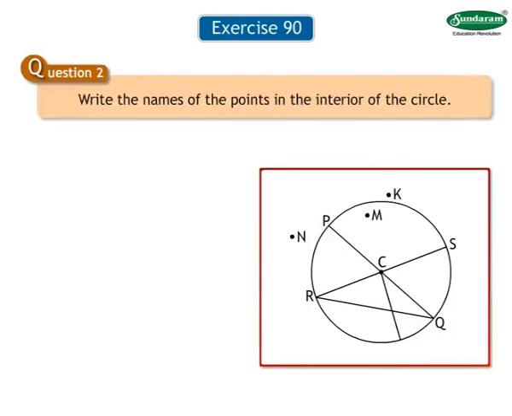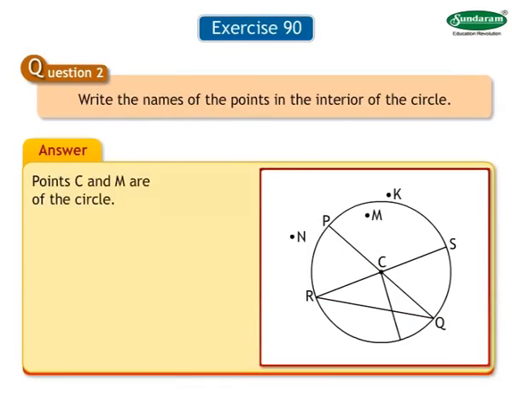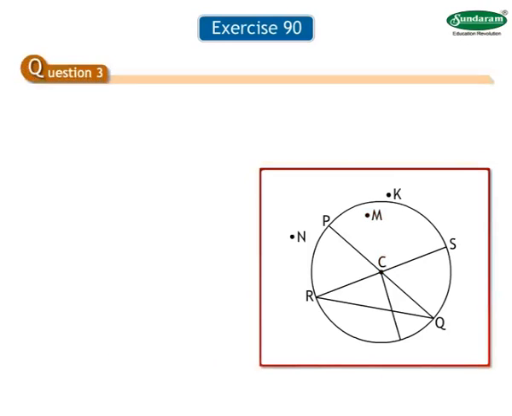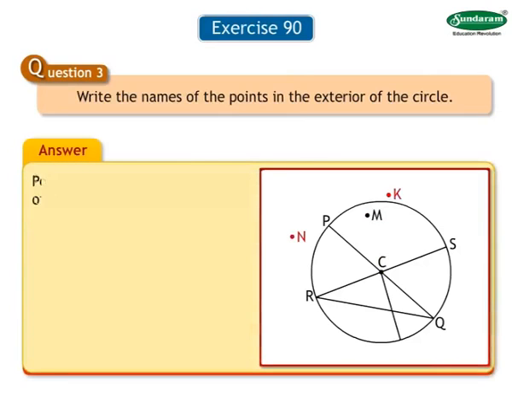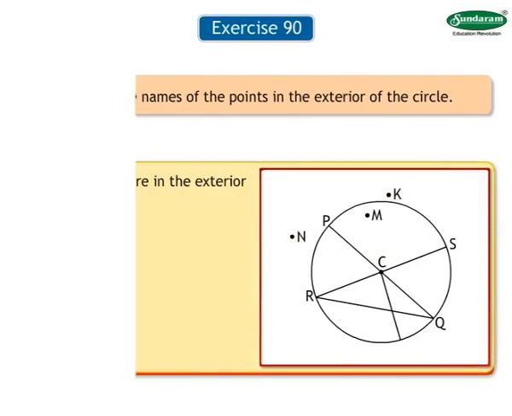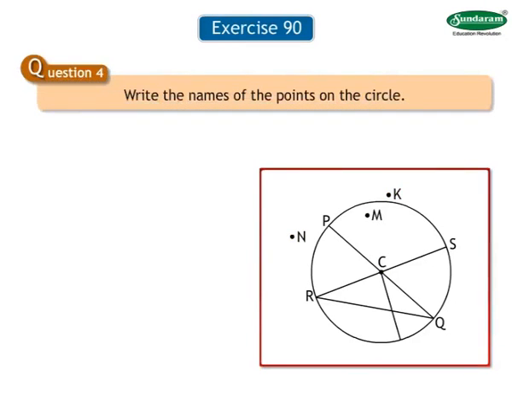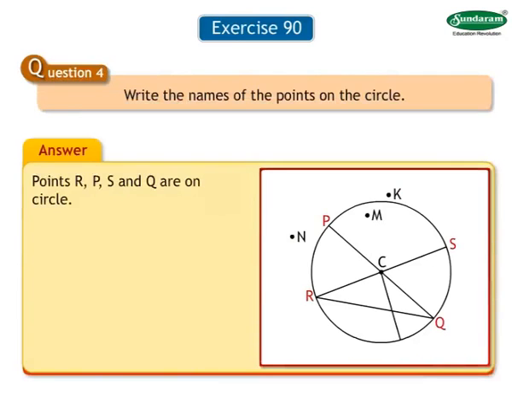Question 2. Write the names of the points in the interior of the circle. Answer. Points C and M are in the interior of the circle. Question 3. Write the names of the points in the exterior of the circle. Answer. Points N and K are in the exterior of the circle. Question 4. Write the names of the points on the circle. Answer. Points R, P, S and Q are on the circle.